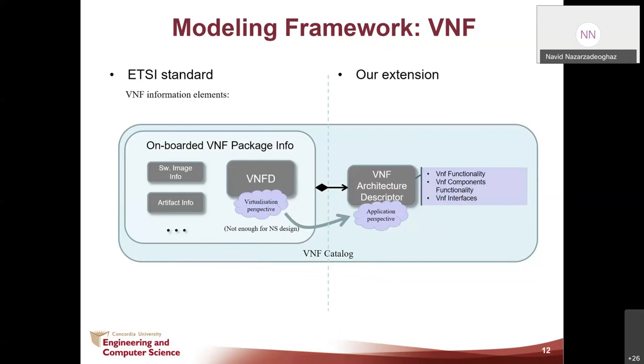Other than that, the VNF architecture descriptor is our extension. It consists of information regarding the application aspect of that VNF, as opposed to the descriptors which ETSI provides, which are just virtualization aspect elements, meaning they just provide information regarding the structure of the VNF as a virtualized element. For instance, what its components inside are, how they are configured together, how they are connected through virtual links, and what their external connection points are, but they don't talk about their functionalities or, for instance, their APIs, which are related to the functionalities. So this VNF architecture descriptor captures those architectural aspects, as opposed to the ETSI descriptors.